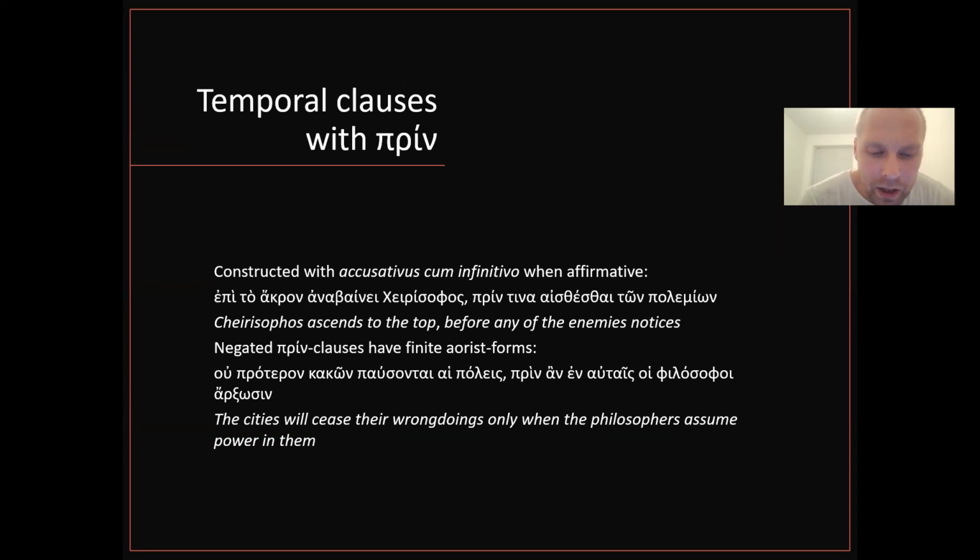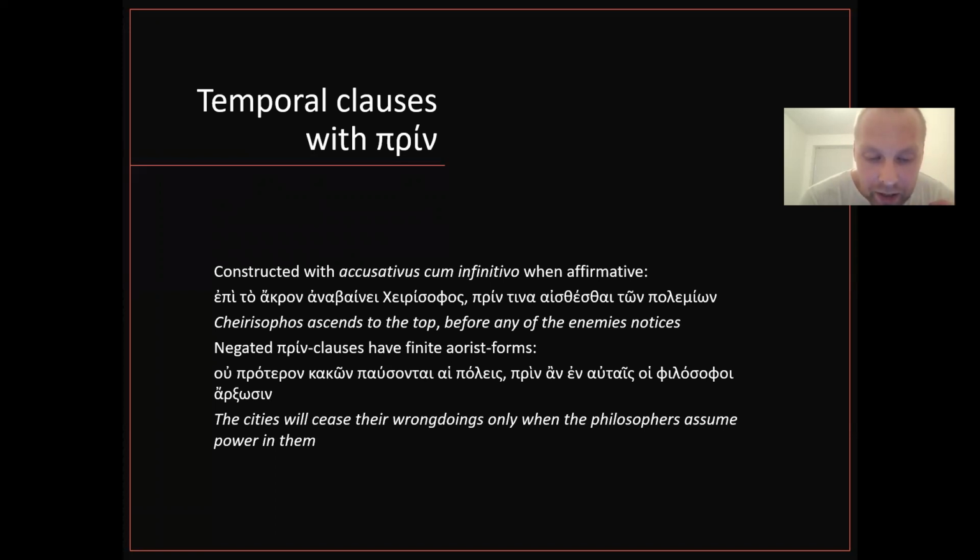However, when a temporal clause is introduced with the conjunction prin, the verb form in the subordinate clause can also be an infinitive. Actually, the verb is normally an infinitive, and the subject of the clause an accusative, when the main clause, which the subordinate clause connects to, is affirmative. That is, when the main clause is not negative, or when it positively states something, like in the example we see here on the screen.